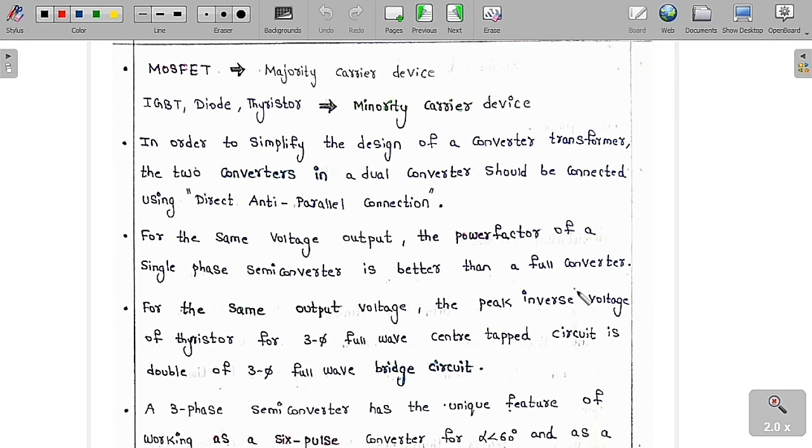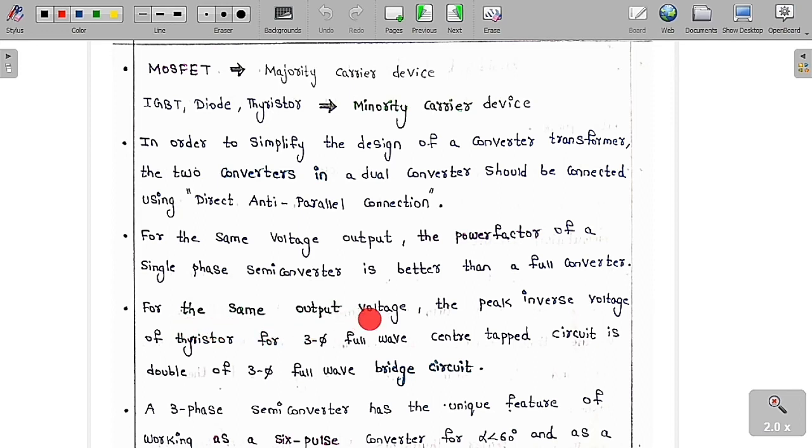Therefore, for the same voltage output, the power factor of a single phase semiconverter is better than a full converter. And I also told you the THD of the single phase semiconverter is lesser than the THD of the full converter. So therefore, single phase semiconverter is more efficient when compared to the full converter.